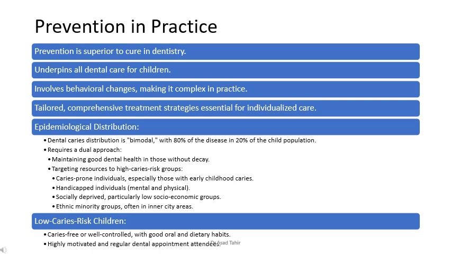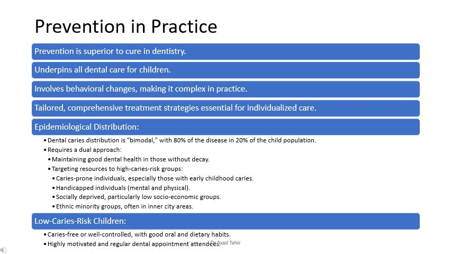Maintaining good dental health, ensuring that children without decay maintain good oral health through regular preventive measures. High caries risk groups. Directing resources towards high caries risk groups, including caries-prone individuals, children with early childhood caries, handicapped individuals, socially deprived populations, and ethnic minority groups often concentrated in urban areas.